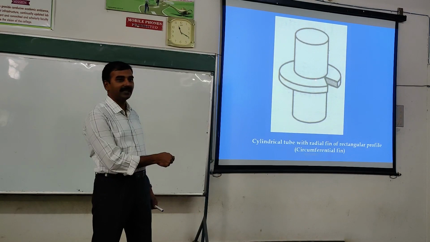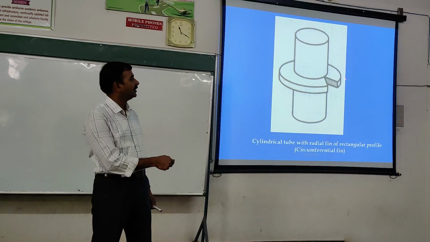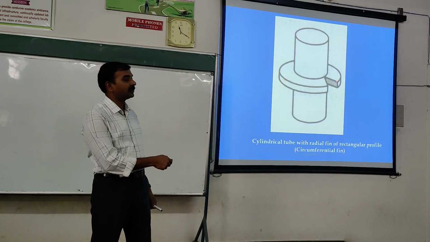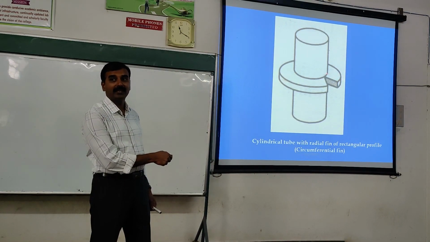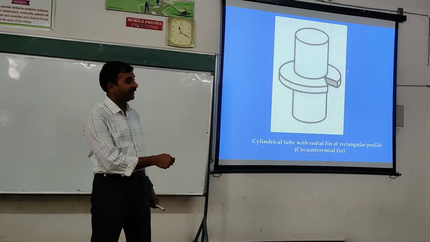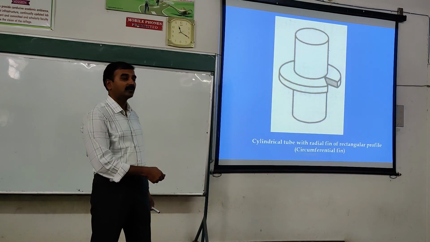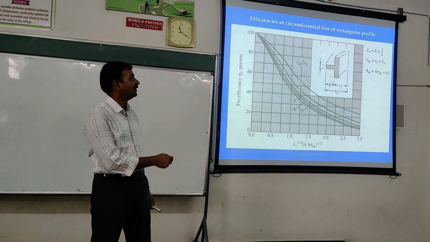Suppose I write this inner radius as R1 and this as R2, this will become R2 minus R1. If I take case 3, this R2 becomes R2C minus R1. That is L into this distance. So that is how you have to solve the problem. Now for this fin, for the circumferential fin, this is what we are discussing.